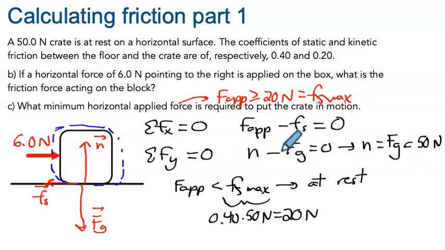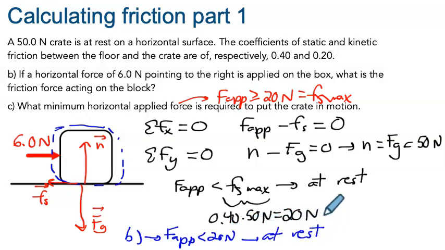Okay, and now that we have this, we know that in case B, so if we go back to case B, I'll change color to make it a little bit better. So in B, we know that the force applied is indeed smaller than 20 Newton. So this means that it will stay at rest.